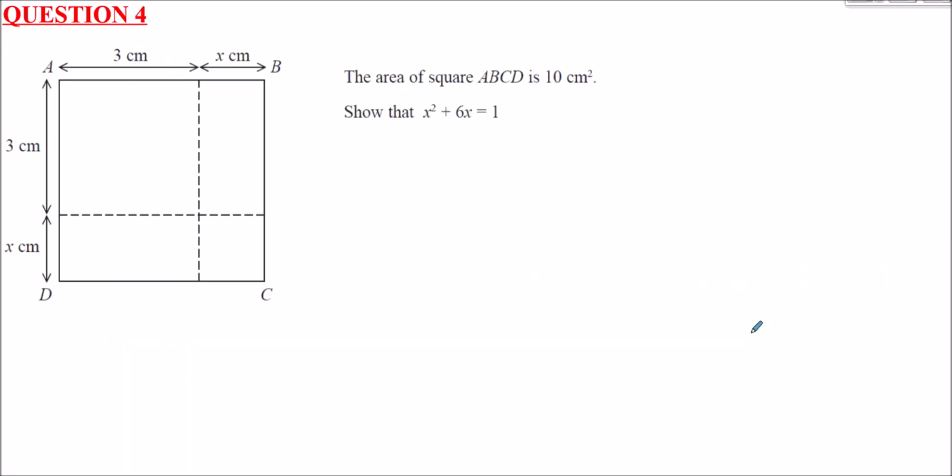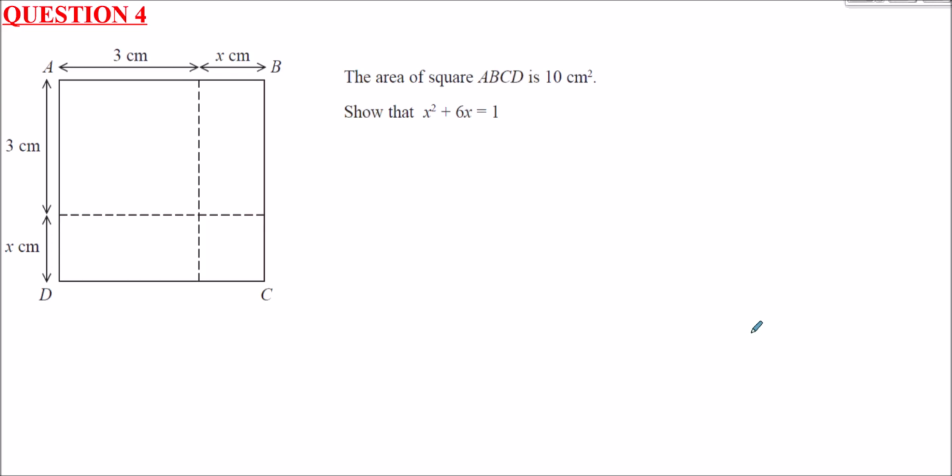Question 4. We've got the area of a square ABCD is 10 squared centimetres. We need to show that x squared plus 6x equals 1. This is where you might freak out because it's algebra, mixture of area. What's this going on about? Well, let's just think about area because it mentions area.